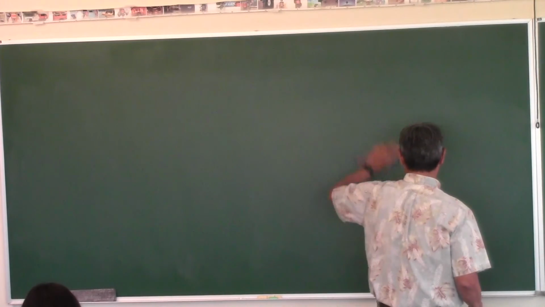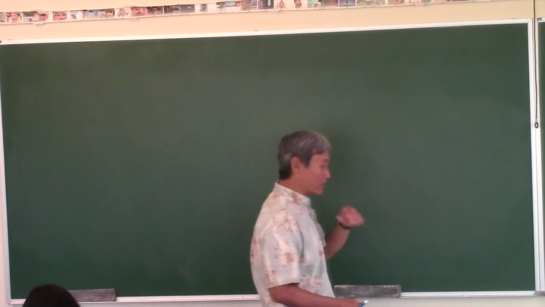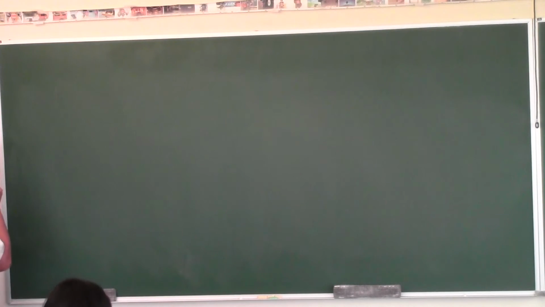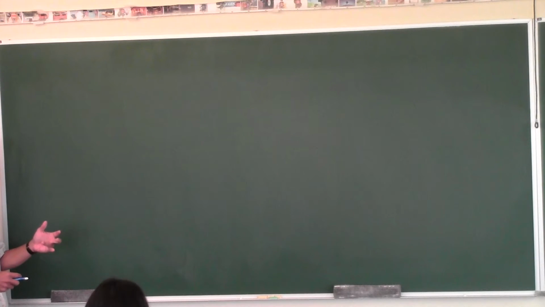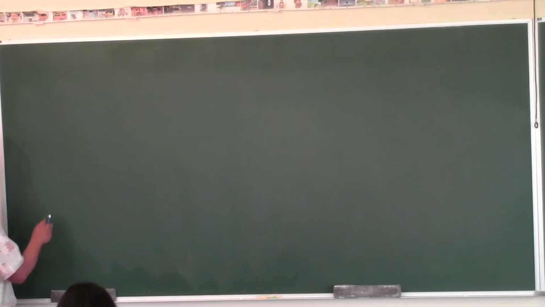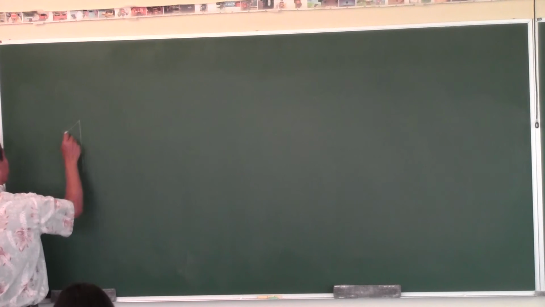Remember, in order to use SOHCAHTOA, you have to have a right triangle. What you're doing on tonight's homework is solving right triangles. In other words, they're going to give you certain parts of a right triangle, and then you have to figure out all the other parts.